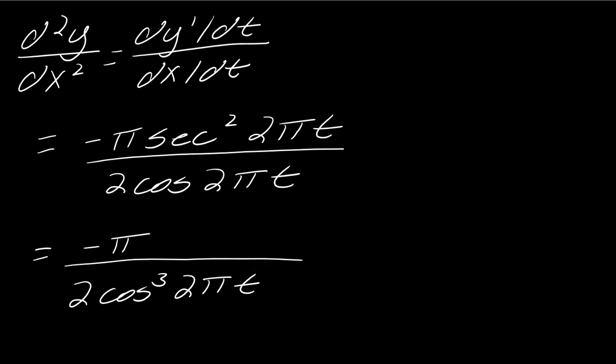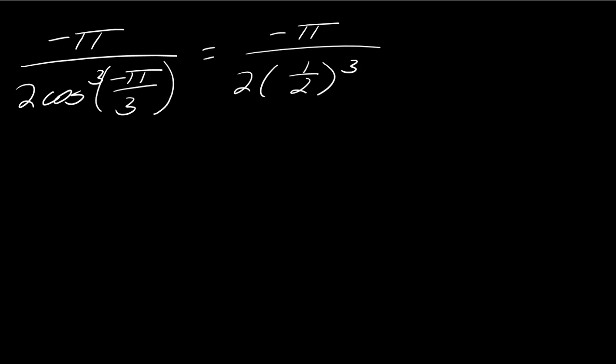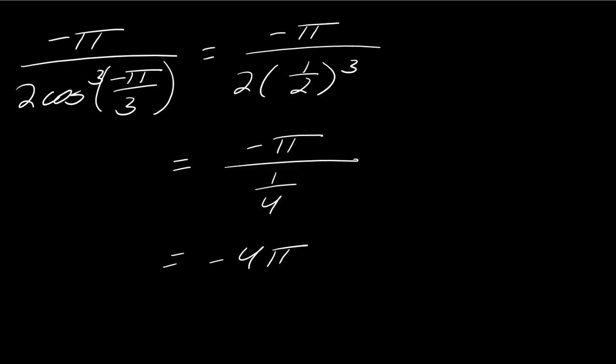And so then we were supposed to evaluate this at t equals negative 1/6. So now I can plug in negative 1/6 into this. So effectively I have negative pi over 2 cosine cubed negative pi over 3. So if I plug all of that in, I get negative pi over 2 times 1/2 cubed. And so that's going to turn into negative pi over 1/4. And so ultimately I just get negative 4 pi as my final answer here.